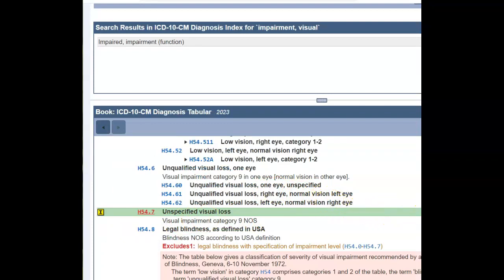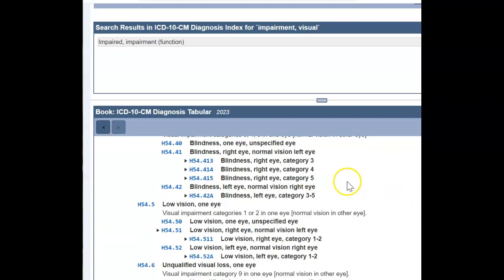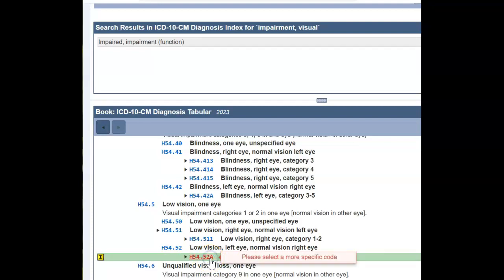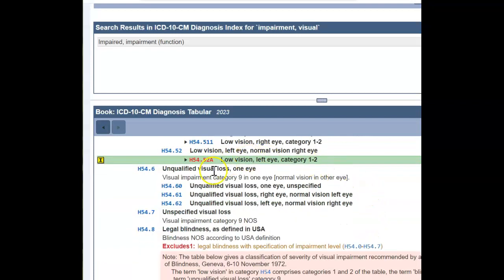But what they're telling you here, you go to H54.7, which H54 has a note in the definition of visual impairment. Category 2 is considered low vision. So at that point, you want to go ahead and look for the codes. And then you want to go to the left eye, H54.52. So if I look here, one thing you need to do is when you want to go down to the A, and then you're going to click on that. Oh, I'm sorry, more specific code.